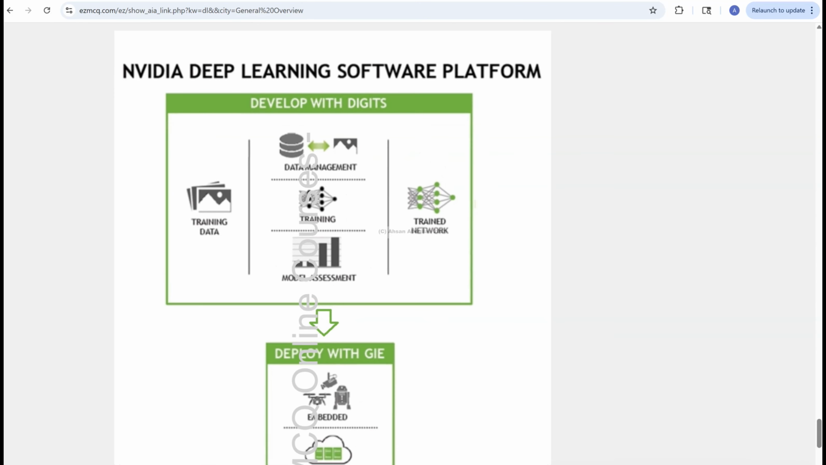So this is DIGITS. Develop with DIGITS: we have data management, and then we do the training, and also model assessment. Then you have this trained network, which is the model, and it optimizes this model and accelerates it. The inference performance on NVIDIA GPUs is accelerated. Basically, this acceleration makes use of the NVIDIA GPUs for faster computation and makes efficient use of the GPUs.